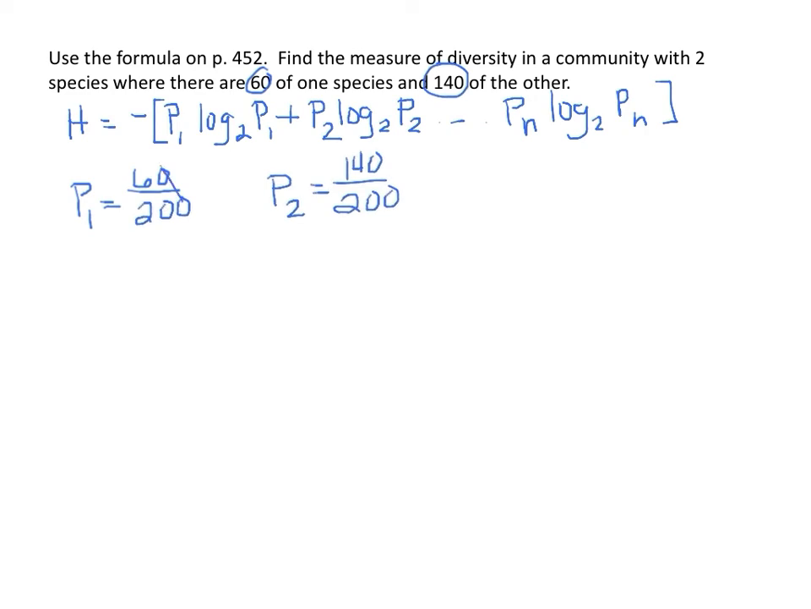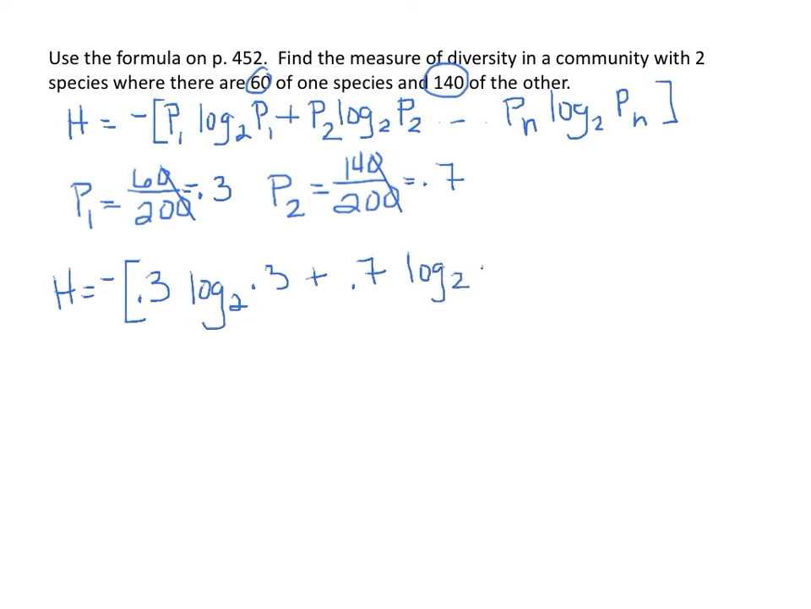So what I'll do is cancel these out a little bit, make them some reasonable numbers to work with. 6 over 20 would be the same as 3 over 10, so that's 0.3. 14 over 20 would be the same as 7 over 10, so that's 0.7. So I have h is equal to negative 0.3 log base 2 of 0.3 plus 0.7 times log base 2 of 0.7.